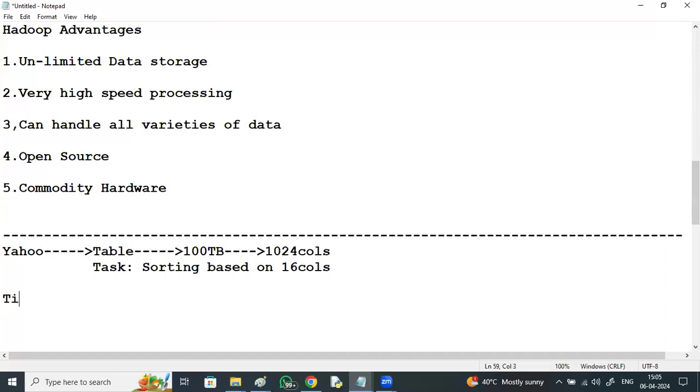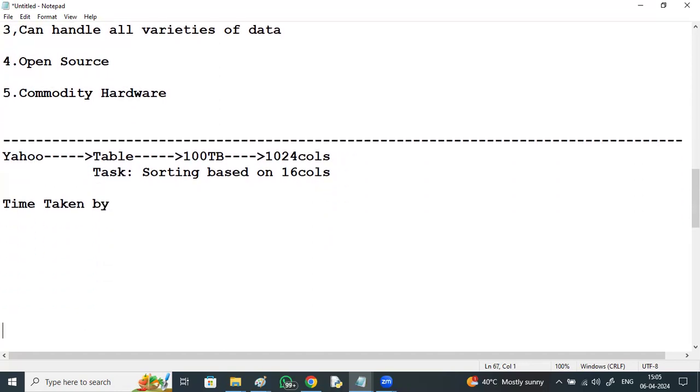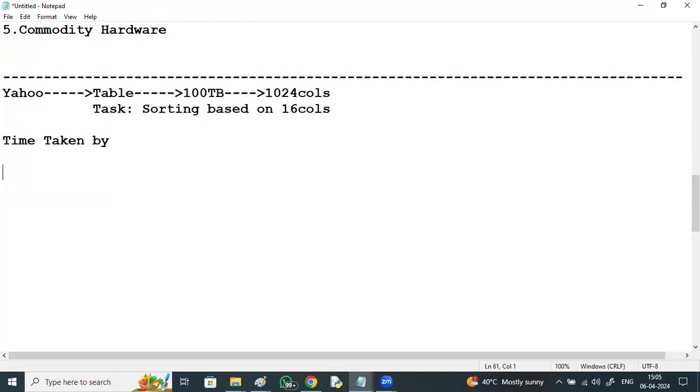And the time taken by different databases: Oracle took nearly 3.5 days to process it. MySQL took nearly 6 days. And Teradata, a specialized data warehouse, took just 4.5 hours.